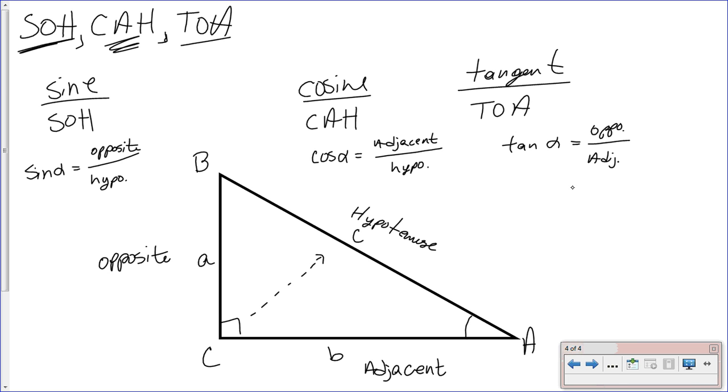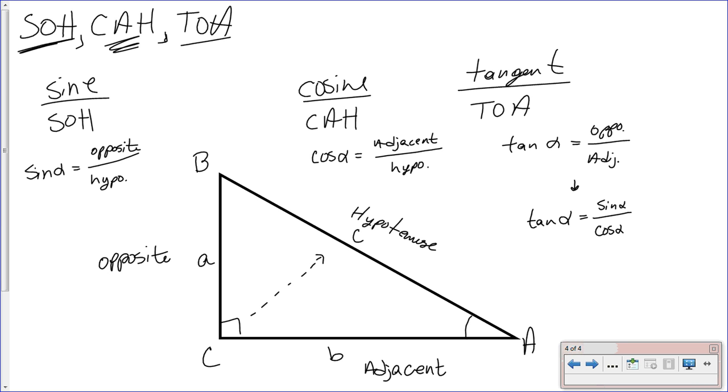Now, something else special about tangent here. Tangent, if you remember, equals sine over cosine. So the tangent of your angle also equals the sine of alpha divided by the cosine of alpha.